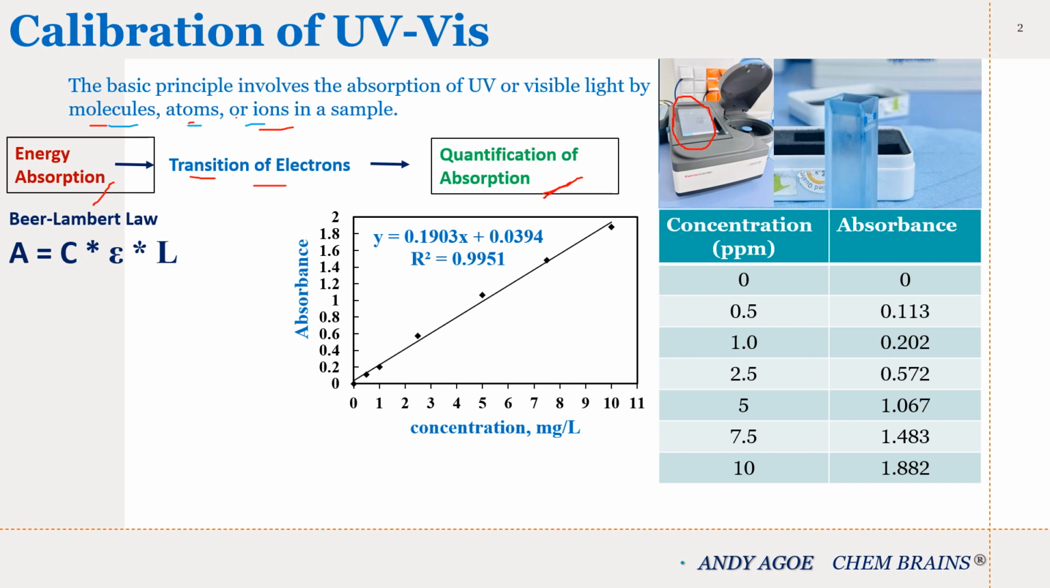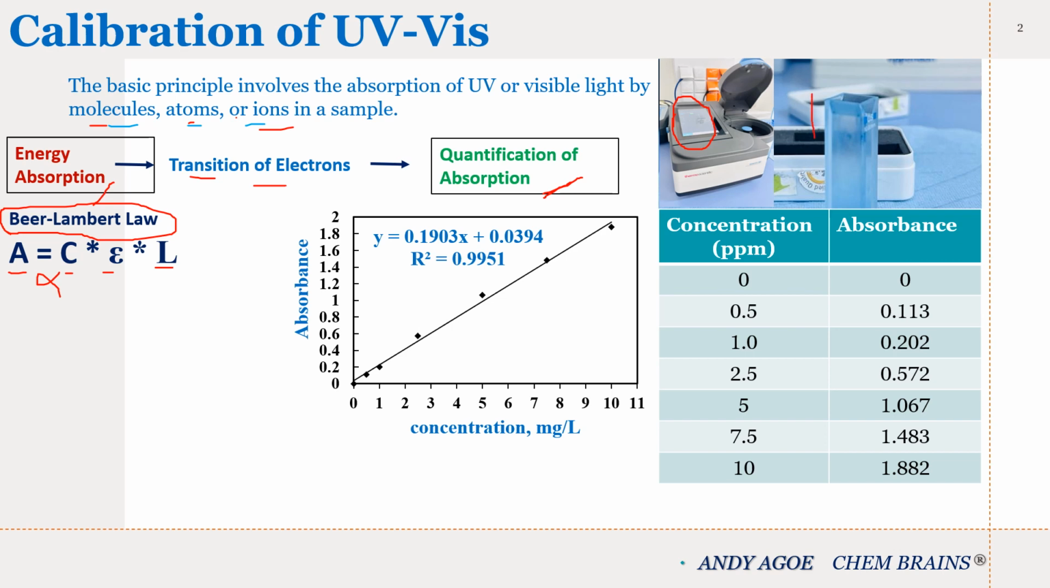Additionally, UV-Vis also relies on the Beer-Lambert law. So what does Beer-Lambert law state? Beer-Lambert law states that absorbance, which is represented by A, is proportional to the concentration of the absorbing species, the molar absorptivity, and the path length of your solution.